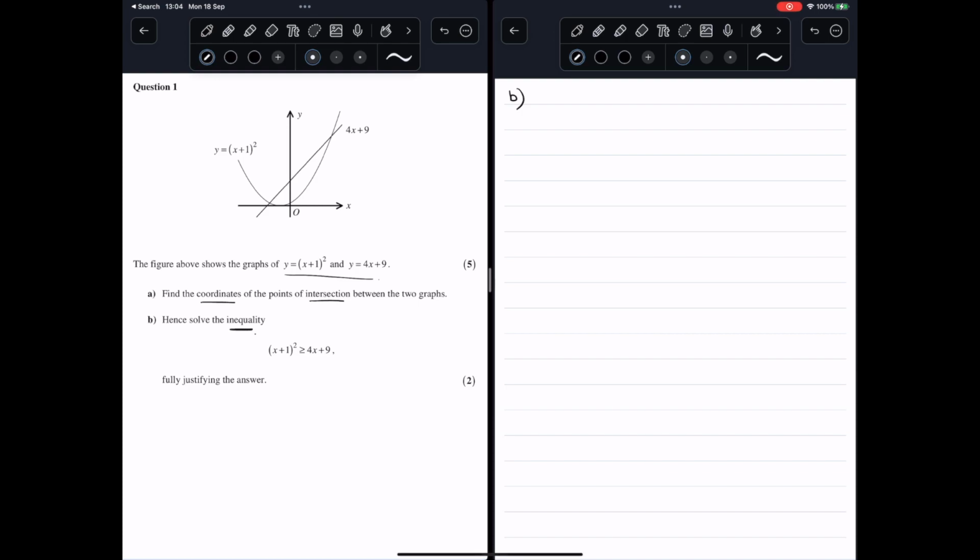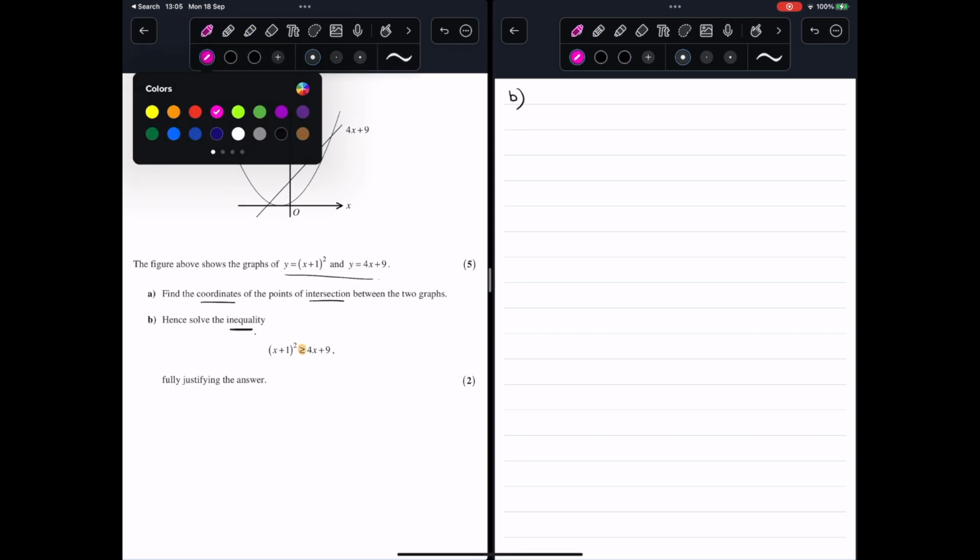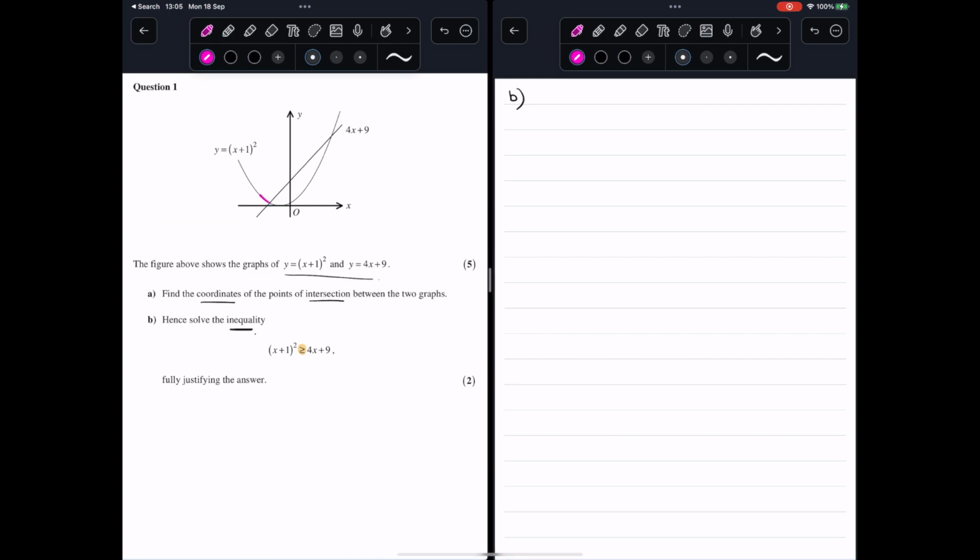Now, in part B, it says, hence solve the inequality (x plus 1) whole squared greater than or equal to 4x plus 9. For this, I have to be careful because there is a greater than or equal to sign given to me. So I'm just going to highlight the region just above the line. The curve which lies above the line will be my region.